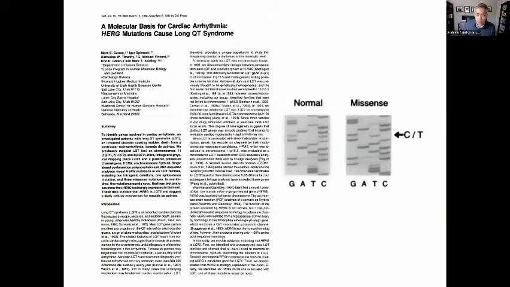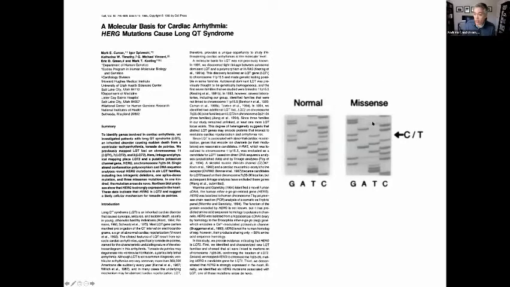So way back, 1995, gosh, that seems like forever ago. Last week seems like forever ago. But back in 1995, Mark Keating, who was really a pioneer in this field, wrote this paper. It was published in one of the top journals in the whole world called Cell. And he described for the first time a misspelling in the gene KCNH2, which makes hERG, as a cause of long QT syndrome.